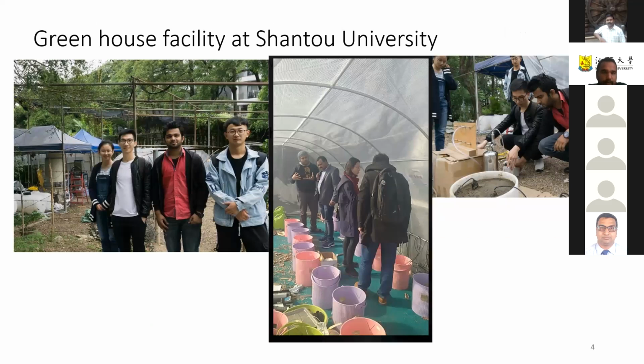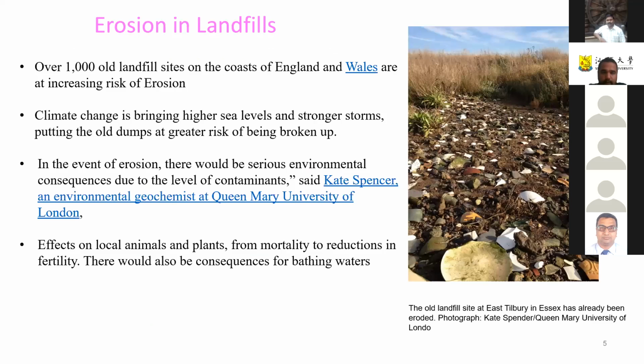Coming to the presentation, erosion at landfill sites is not uncommon. It's common. There is recent news about several landfill sites in England that are vulnerable to coastal erosion. Because of this erosion, the waste is left exposed to the atmosphere, which increases the chances not only of gas leakage, but also of leachate generation and transportation. In addition, it also destroys ecology, that is, local animals and plants.